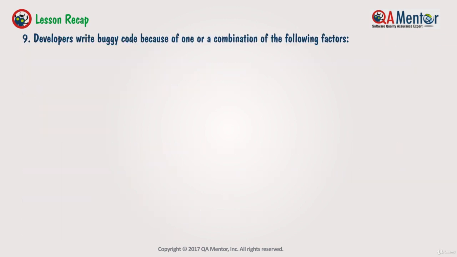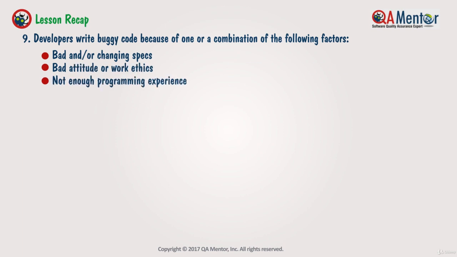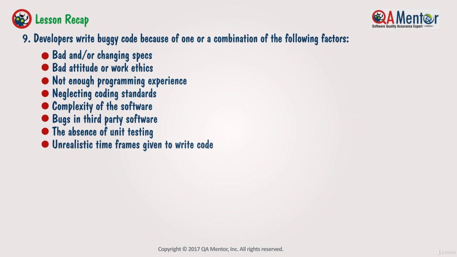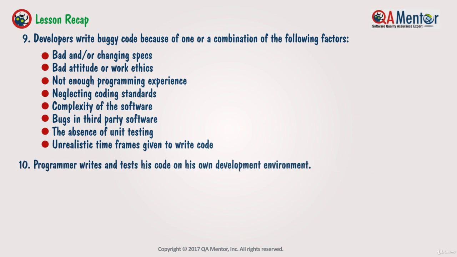9. Developers write buggy code because of one or a combination of the following factors: bad and/or changing specs, bad attitude or work ethics, not enough programming experience, neglecting coding standards, complexity of the software, bugs in third-party software, the absence of unit testing, unrealistic timeframes given to write code. 10. Programmer writes and tests his code on his own development environment. 11. Production is a term for an environment that serves to our customers.